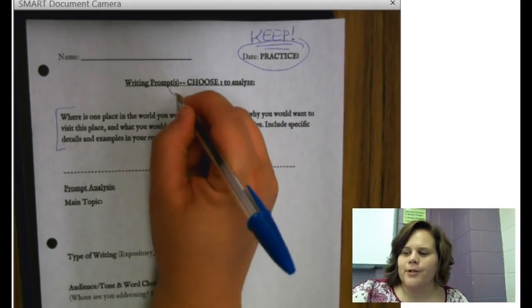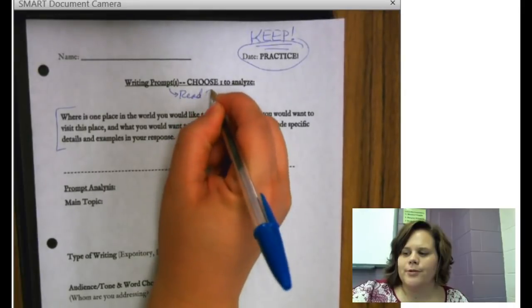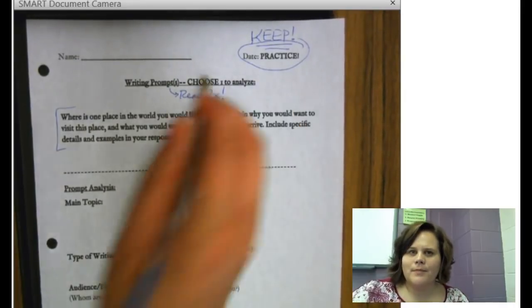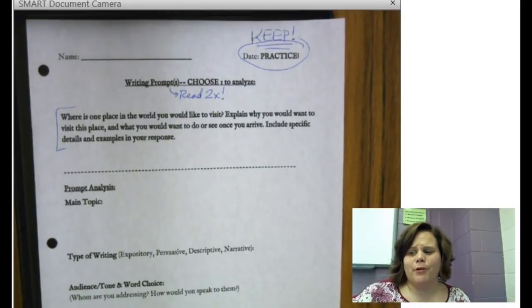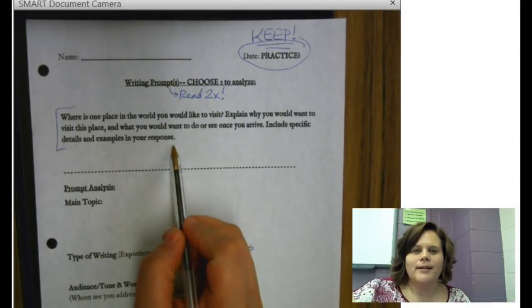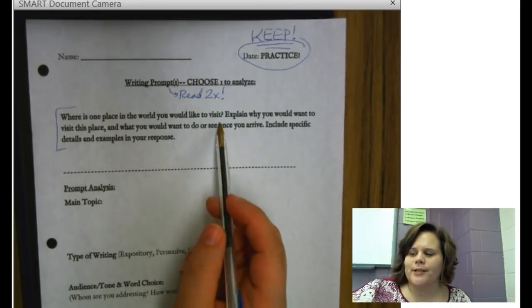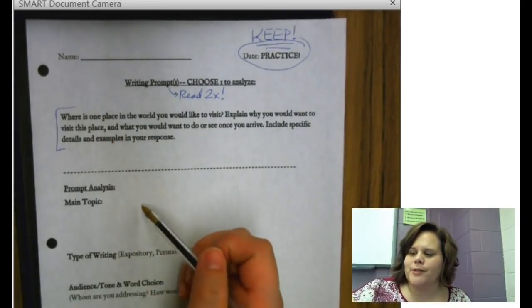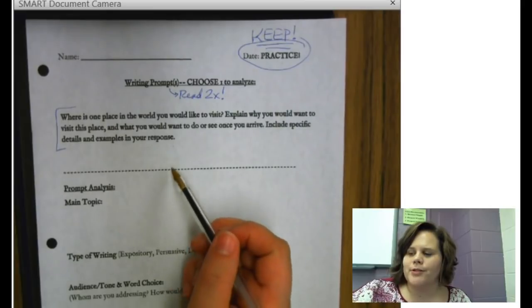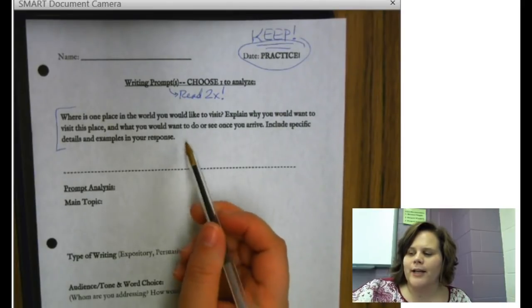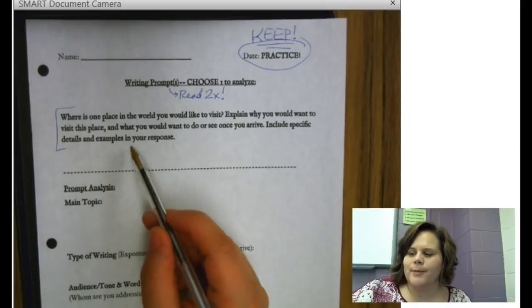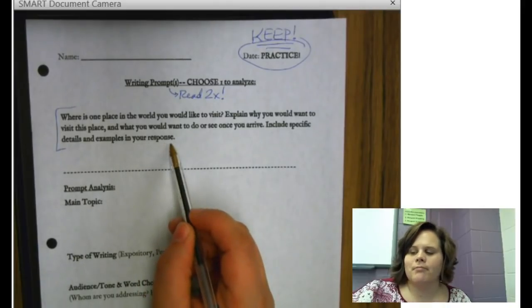The first thing you want to do is read it 2 times. Minimum. If you're confused, read it more, but at least read it twice, because these are kind of complicated sometimes. At least read it twice. Where is one place in the world that you would like to visit? Explain why you would want to visit this place and what you would want to do or see once you arrive. Include specific details and examples in your response.